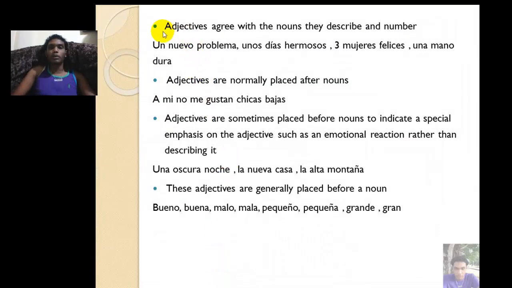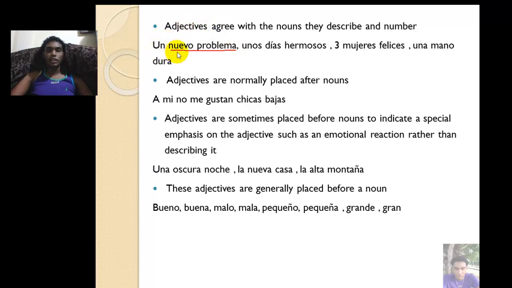Adjectives agree with the nouns they describe in number. Por ejemplo, un nuevo problema, unos días hermosos, tres mujeres felices, una mano dura. Okay? So this is un nuevo problema. Note well that problema is masculine. So it's un nuevo problema.